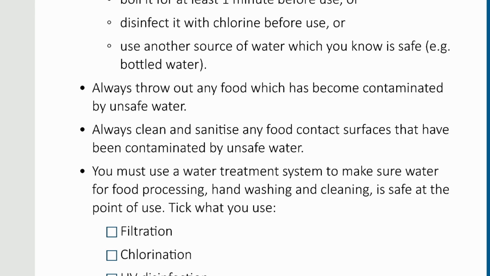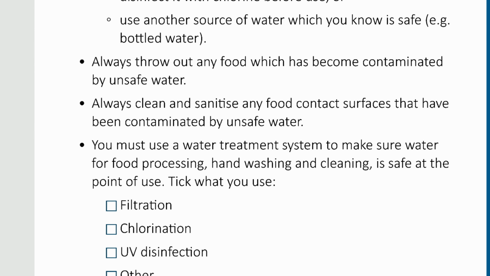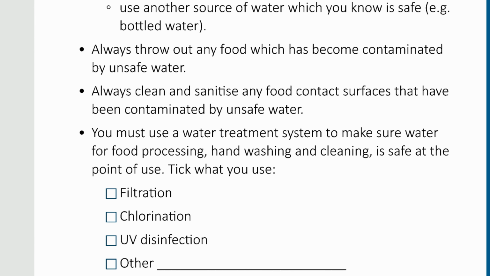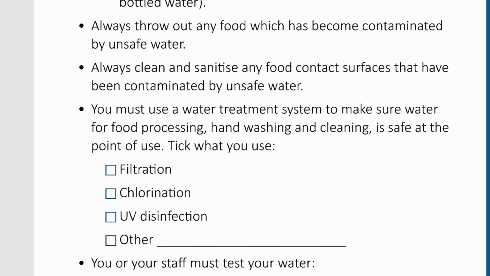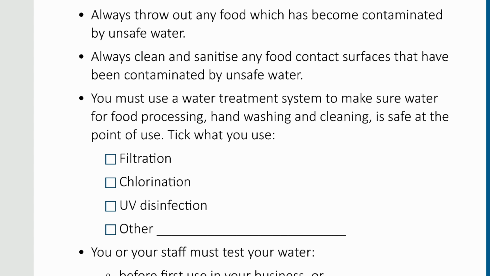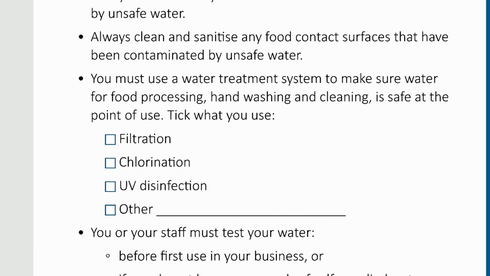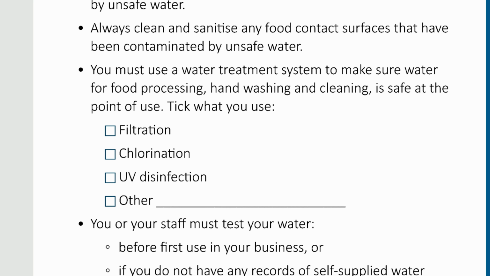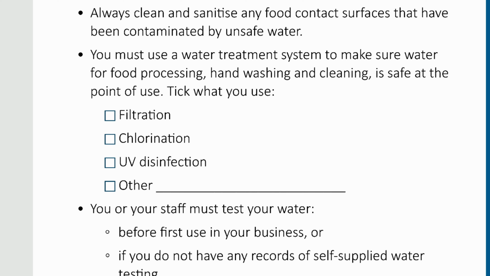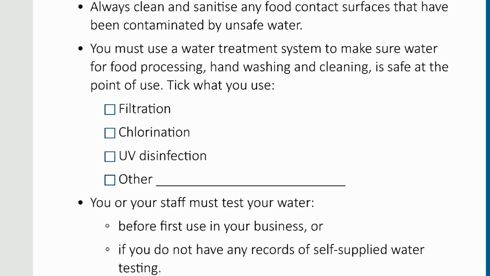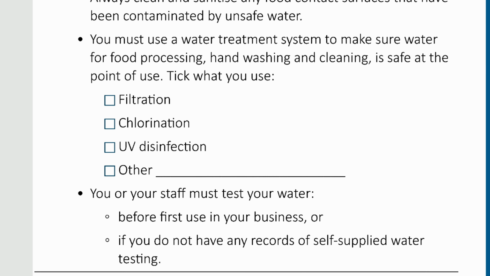You must use a water treatment system to make sure water for food processing, hand washing and cleaning is safe at the point of use. Tick what you use. Filtration, chlorination, UV disinfection, other water treatment. Remember to complete the template by selecting which choice applies to your food business. You or your staff must test your water before first use in your business.